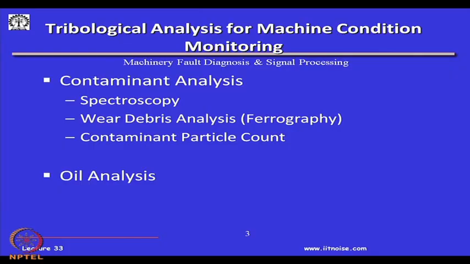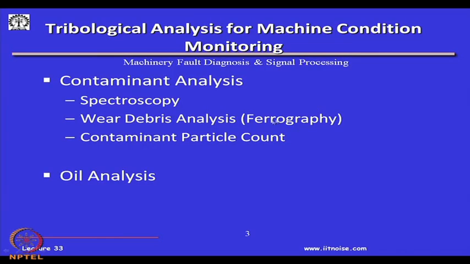Otherwise, spectroscopy is used to find out the chemical constituents of the wear particles in terms of the chemical elements. It could be how much percentage of iron is there, how much percentage of aluminium is there, how much copper, zinc, etcetera is there. Next comes wear debris analysis, wherein the samples are of the size from maybe 10 microns to as high as maybe 50 microns.